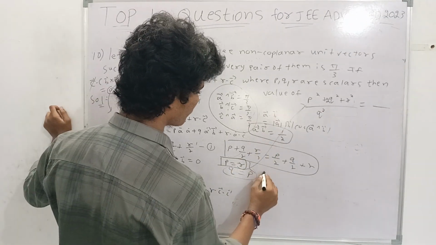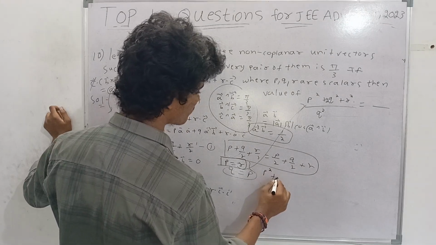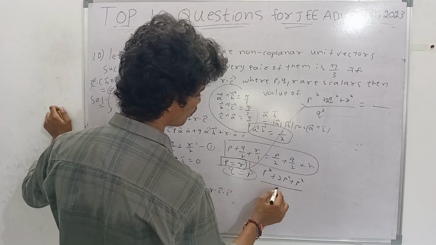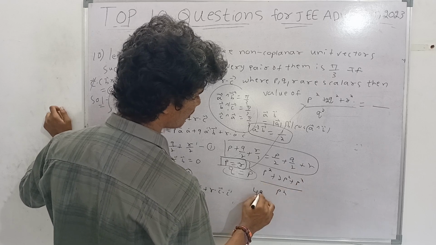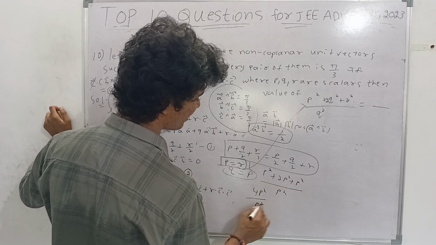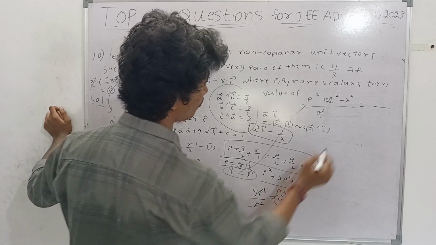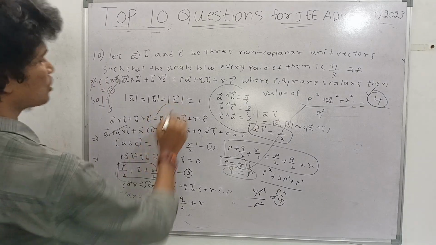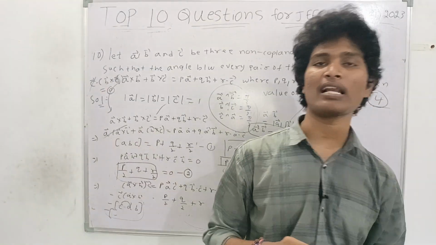And when I substitute p here, that is p square plus q square, it is 2p square plus r square, divided by q square, which is p square. That is, the top is 4p square divided by p square, the p square will get cancelled, and the answer will be 4. Like this you have to solve. Understand guys? So basically the 10 questions are completed in vector algebra.